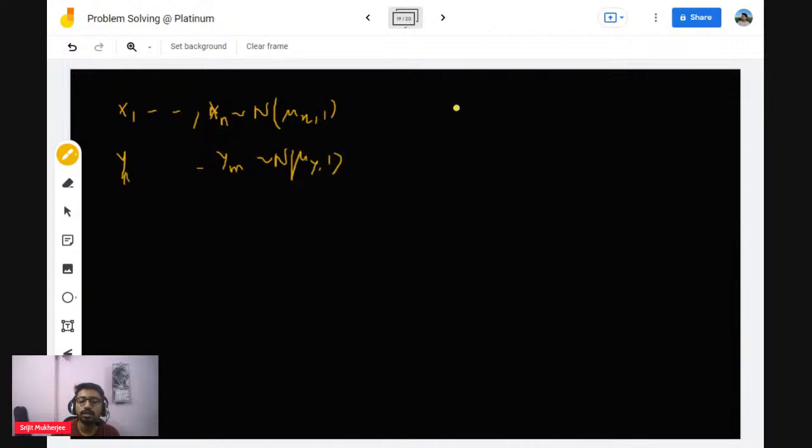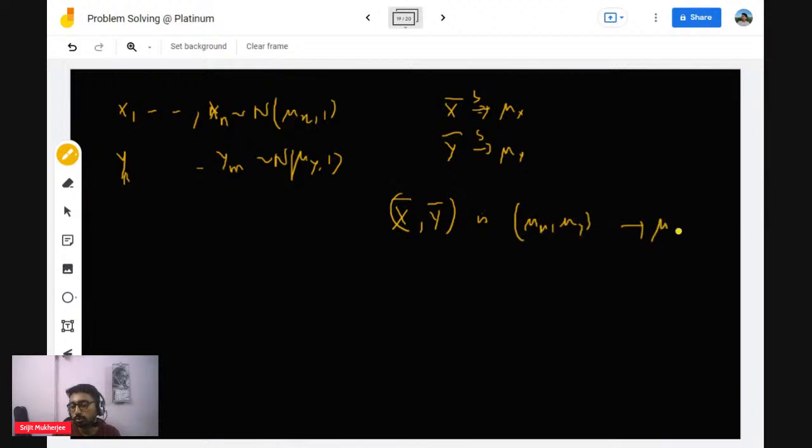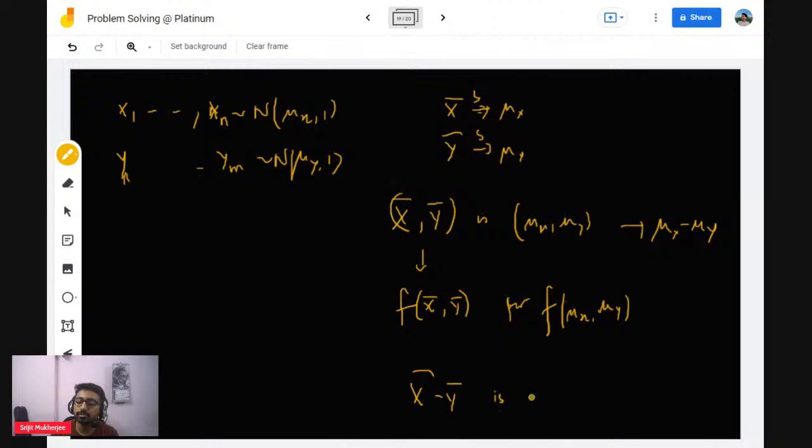So we know that x bar is sufficient for mu x and y bar is sufficient for mu y. My question is, how will you show that therefore x bar comma y bar is sufficient for mu x comma mu y, and therefore sufficient for mu x minus mu y? But we want to know that if this is sufficient, then is this sufficient for this. This is the problem now. Is it sufficient or not? That means, is x bar minus y bar sufficient for mu x minus mu y? You think about this problem.